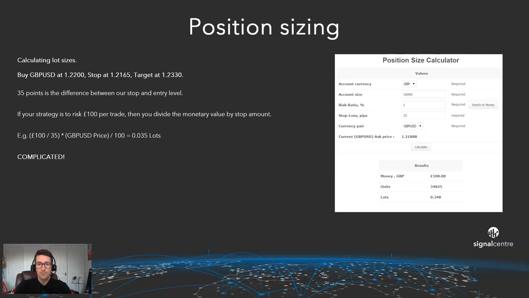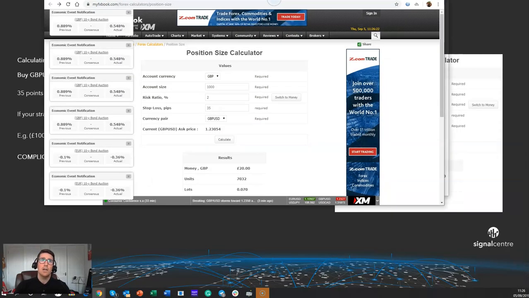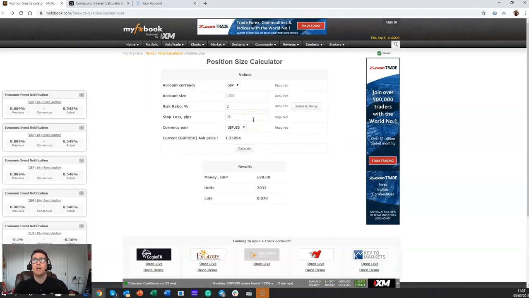It'll keep you in the game much longer, and it will make sure that your gains are much bigger than your losses. Now, there's plenty of free resource around in order to help you with your position sizing. This is one particular website. This is my FX book. I know that you can also get a similar pip calculator from Baby Pips, which some of you may be familiar with.